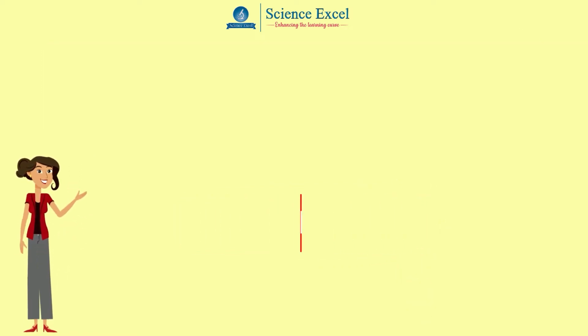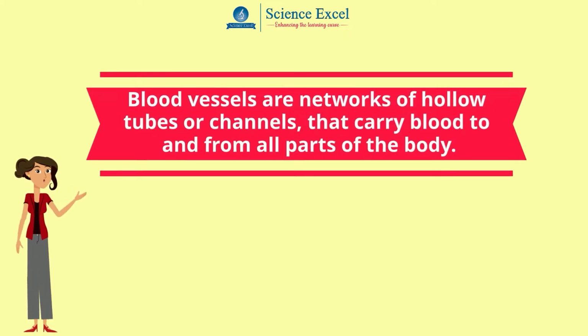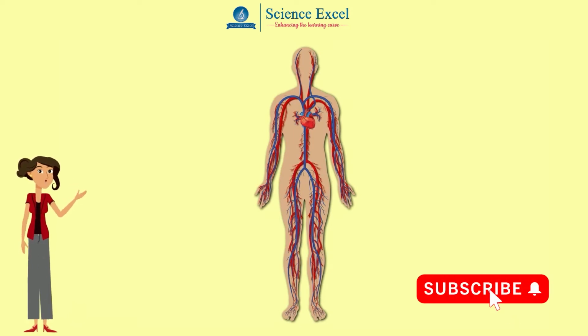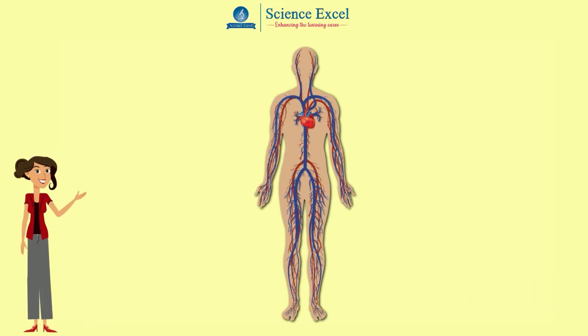What are blood vessels? Blood vessels are networks of hollow tubes or channels that carry blood to and from all parts of the body. They connect the main pumping organ of the body, that is, the heart, to the rest of the body. They form a closed loop like a circuit that begins and ends at the heart.